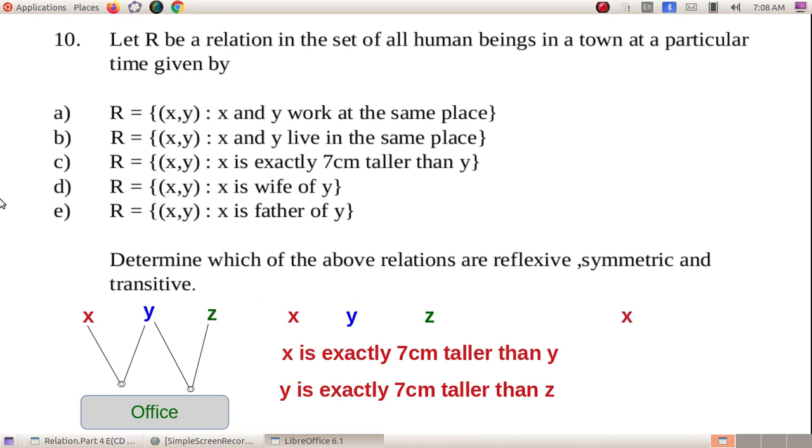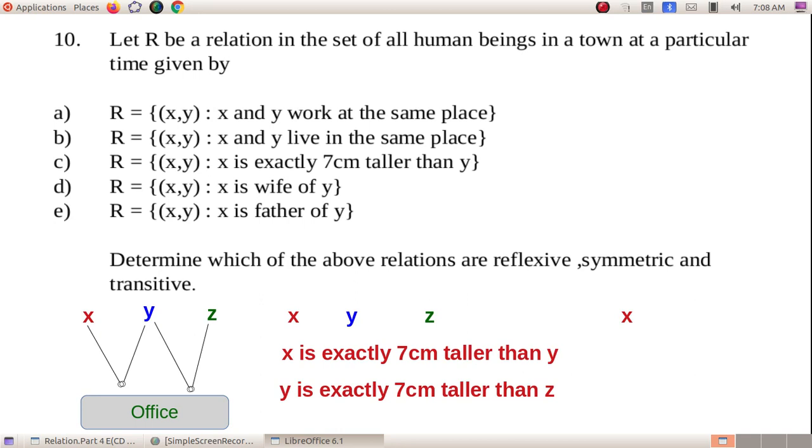And answer to question number D. Here, the relation is wife, an interesting relation. The relation between two persons is wife. Can X be a wife of herself? Never possible. Not possible. X cannot be a wife of herself, therefore the relation is not reflexive.